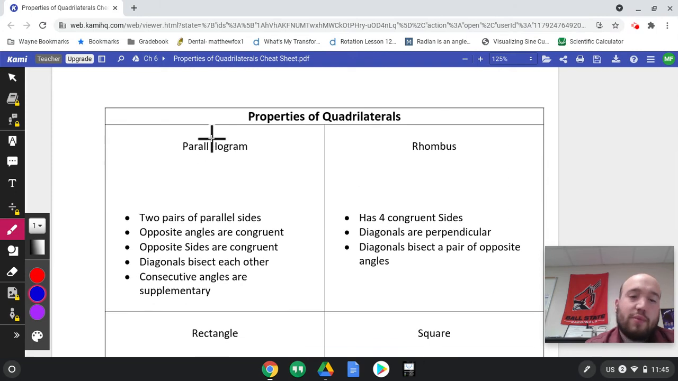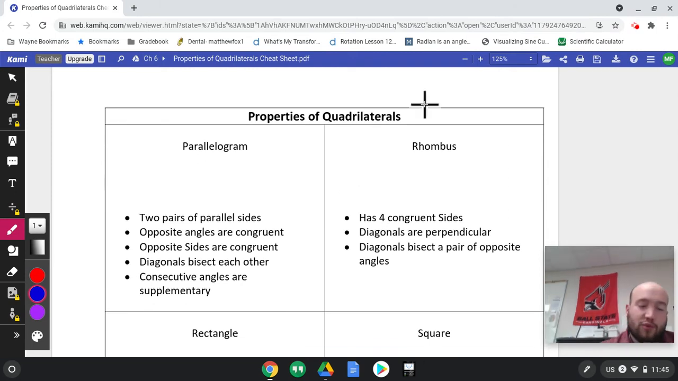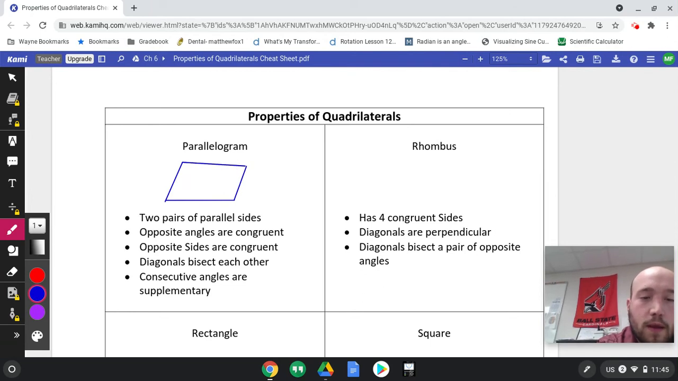And our first one we've talked about is the parallelogram. Remember, when we have a parallelogram, it's going to be two sets of parallel sides on our shape. And so we know the top and the bottom are parallel to each other. We can put those arrowheads. We also know that the left and the right are parallel to each other.